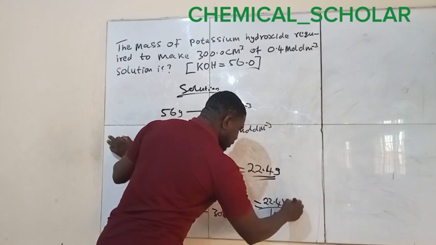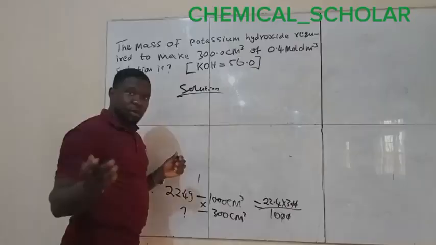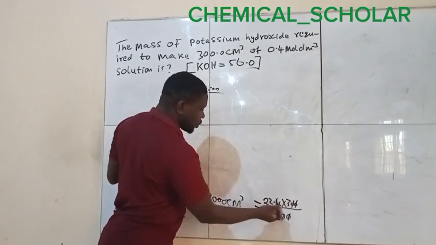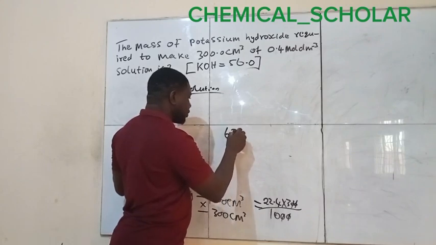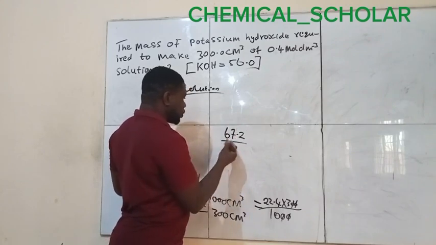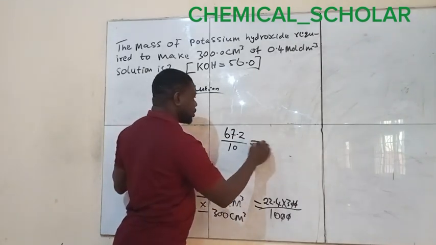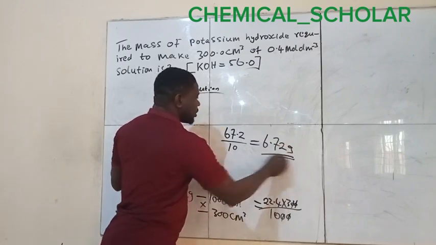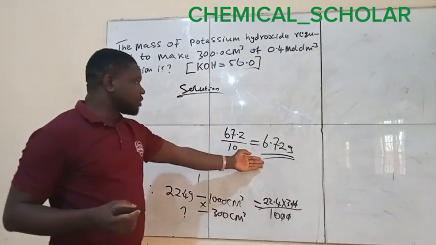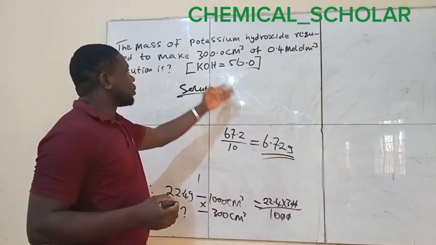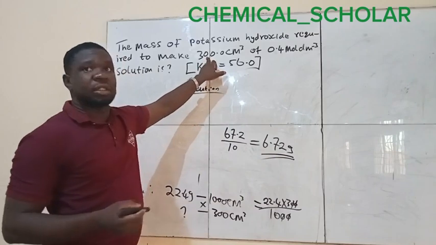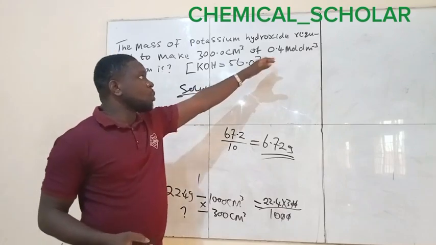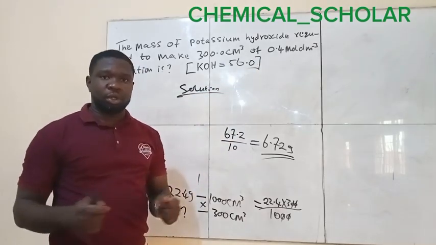So we cancel this, we cancel this, we cancel this, we cancel this. Then you have 22 times 3 all over 10. And 22.4 times 3 will give us 67.2 divided by 10. So 67.2 will now give us 6.72 grams. And this is the answer. It means that 6.72 grams of potassium hydroxide will be dissolved in 300.0 cm³ of solvent to give us 0.4 mole per dm³ of potassium hydroxide.